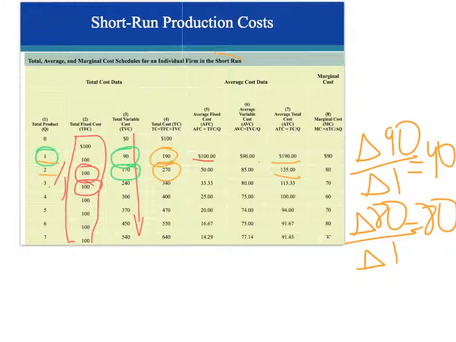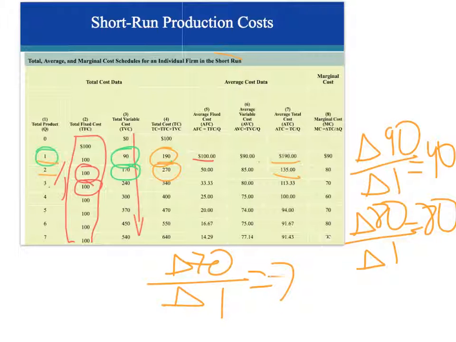Okay. Marginal cost of producing unit 3. Total cost changed by 70. So 340 minus 270 gives us a change of 70, divided by, again, we produced just one additional unit. So marginal cost is 70, etc.